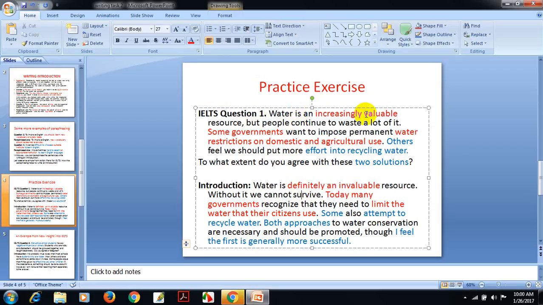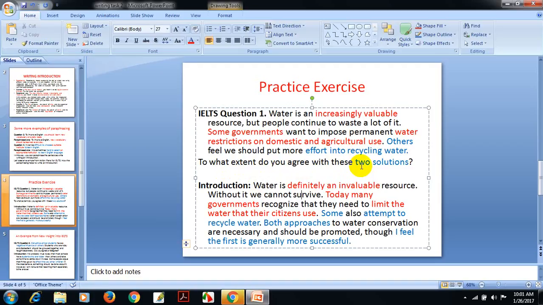Water is an increasingly valuable resource, but people continue to waste a lot of it. Some governments want to impose permanent water restrictions on domestic and agricultural use. Others feel we should put some effort into recycling water. To what extent do you agree with these two solutions?